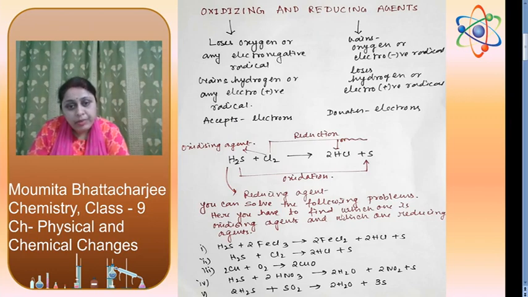You can solve the following problems. Here you have to find out which one is the oxidizing agent and which one the reducing agent. H2S plus 2FeCl3 forming 2FeCl2 plus 2HCl plus S. Second one, H2S plus Cl2 forming 2HCl plus S. Third one, 2Cu plus O2, oxygen, forming 2CuO, copper oxide. Fourth one, H2S plus 2HNO3 forming 2H2O plus 2NO2 plus sulfur. And the last one, 2H2S plus SO2 forming 2H2O plus 3S.